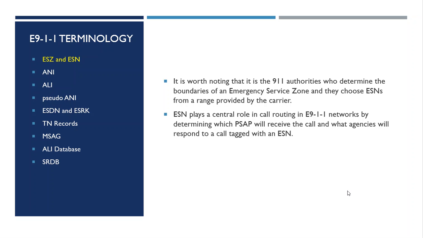Just to give an example, Calgary uses the ESN number 10, and it is served by the Calgary Police Department and the Calgary Fire Department, as well as the Alberta Health Services. So any call made by a citizen in Calgary will be tagged with the ESN of 10, and when it goes to the Calgary 911 PSAP, that will automatically tell the telecommunicator who will be the responder agency. For police, it's the Calgary Police Service, etc. That is the whole idea behind the emergency service zone and the emergency service number.